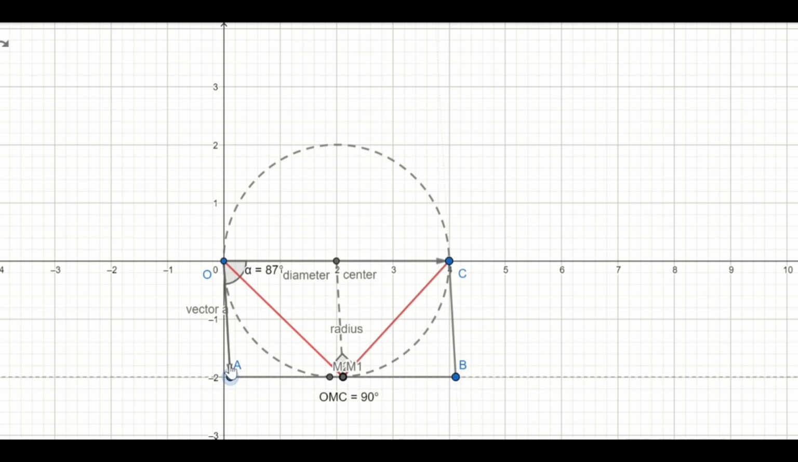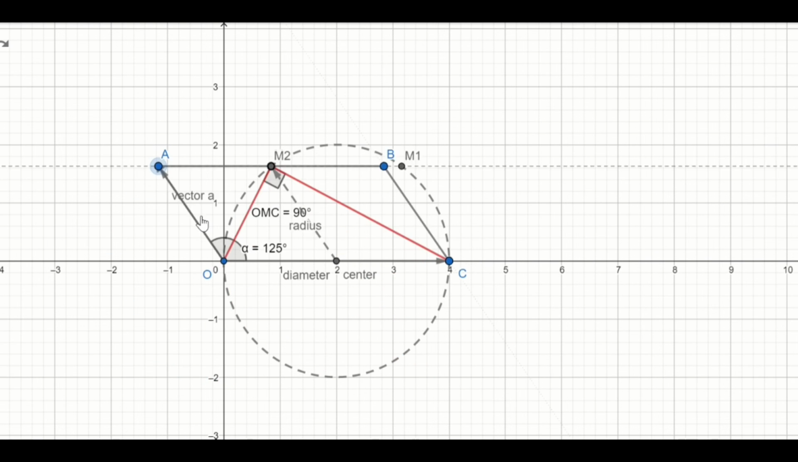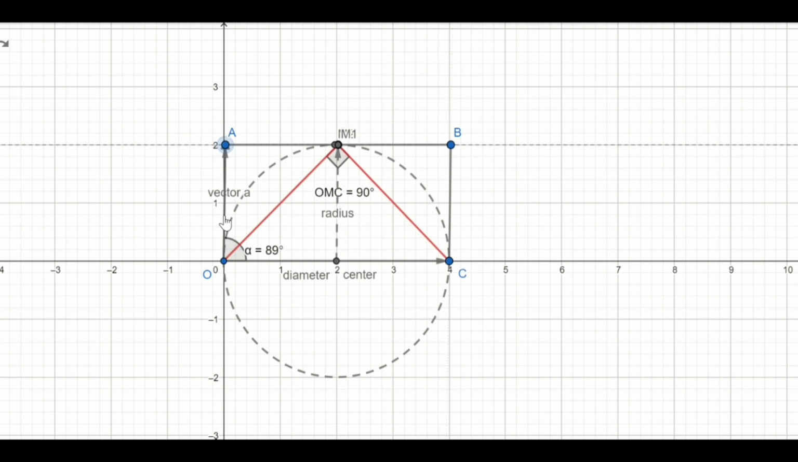In the special case when alpha is 90 degrees, the parallelogram becomes a rectangle. In this case, the side AB is tangent to the construction circle. Thus, there is only one solution for point M, which is a repeat solution.